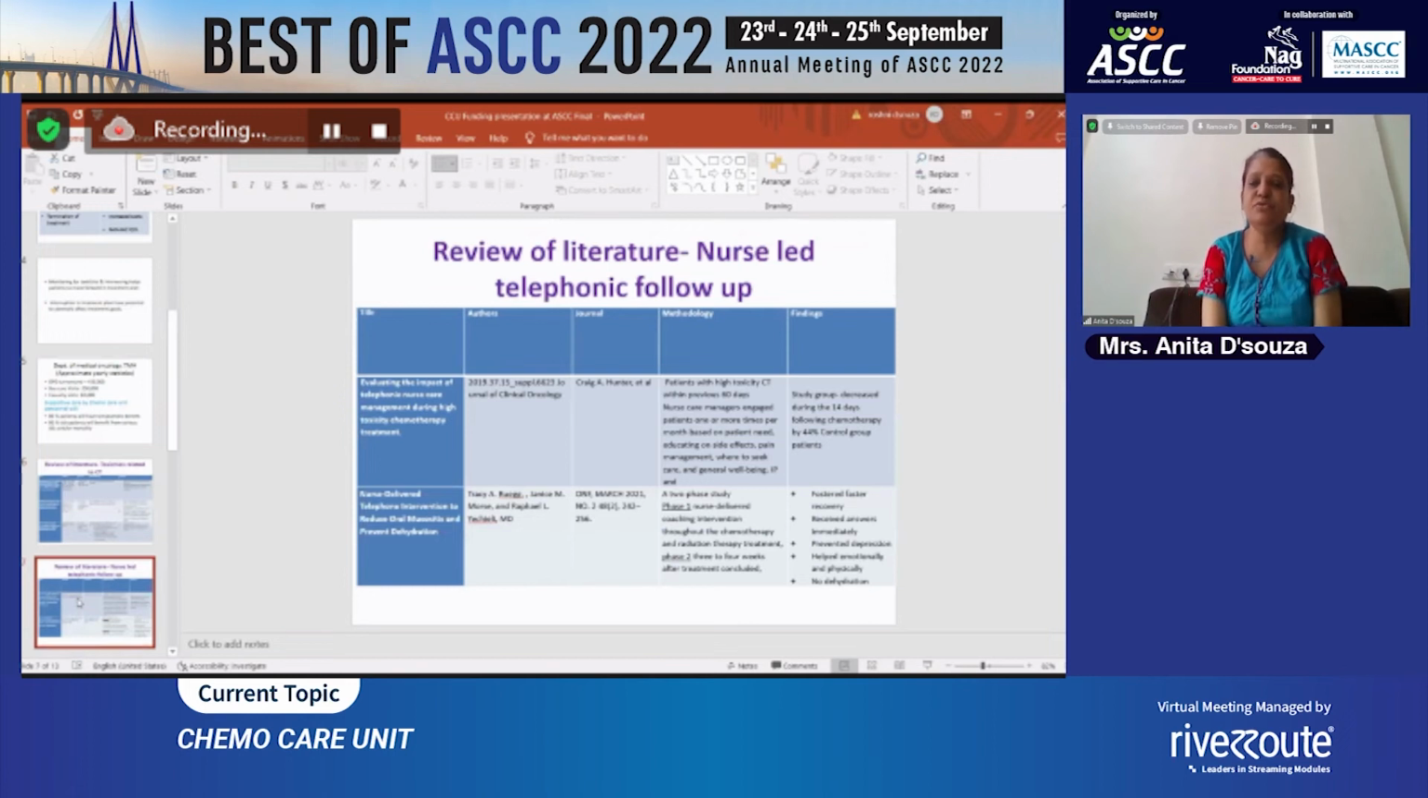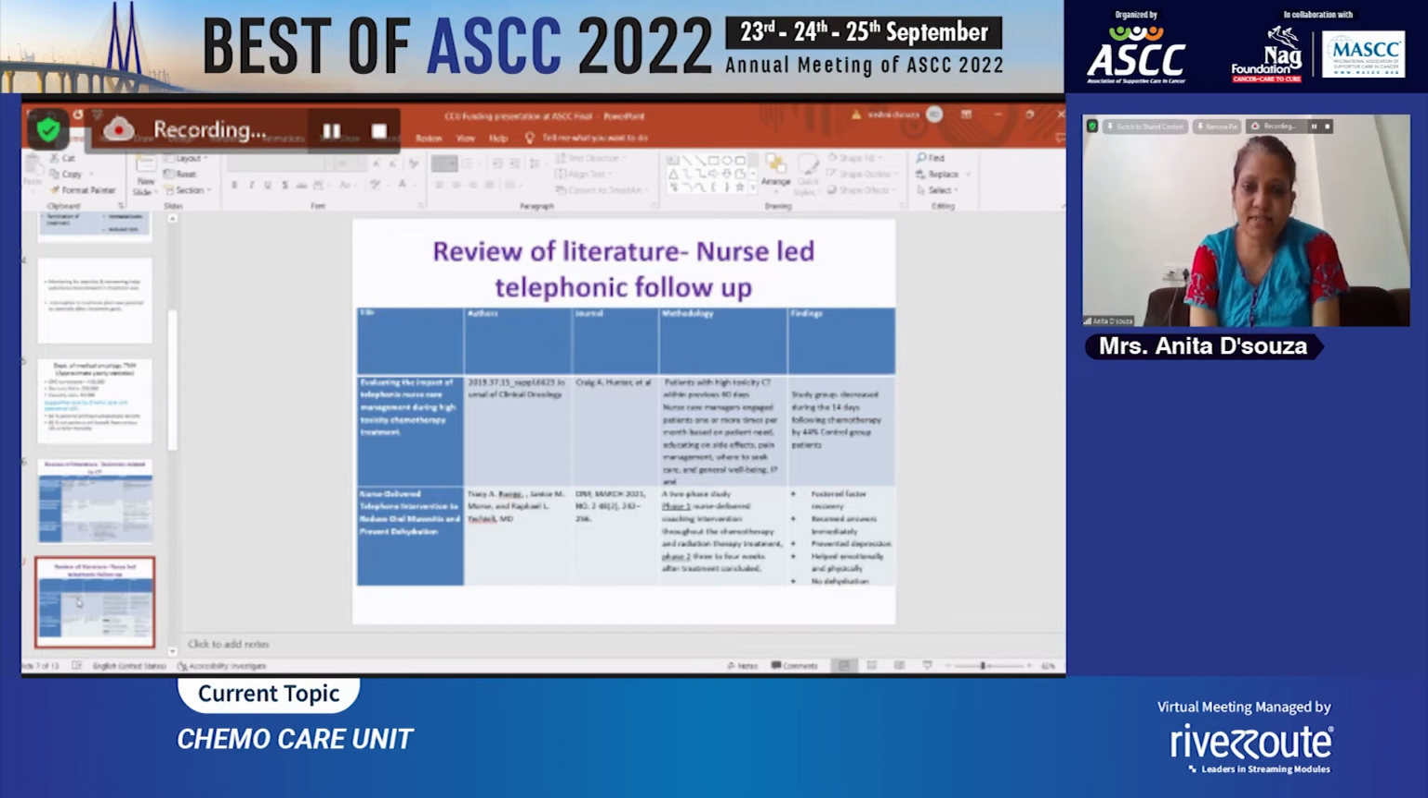With regard to the literature on nurse-led telephonic follow-up in patients who have received chemotherapy, there are quite a few studies. A study done by Craig Hunter et al. evaluated the impact of telephonic nurse care management during high toxicity chemotherapy. Here the patients were counseled by the nurses with regard to the side effects of chemotherapy, pain management, and how to seek care if they develop any toxicities. It was seen that in the experimental group at the 14 days follow-up, the inpatient admissions were reduced by 44% as compared to the control group.